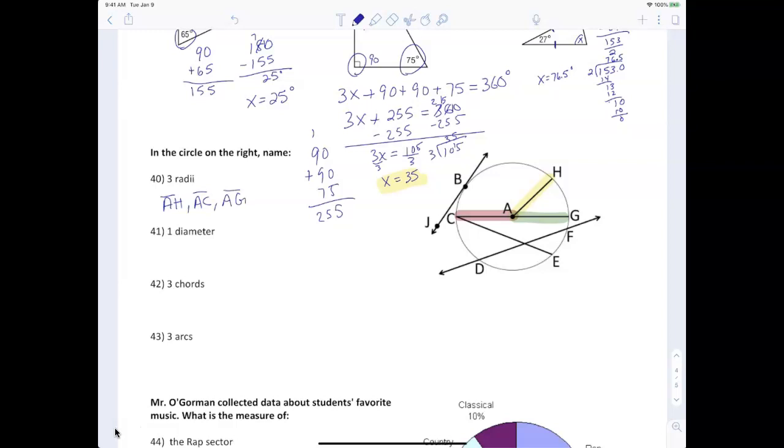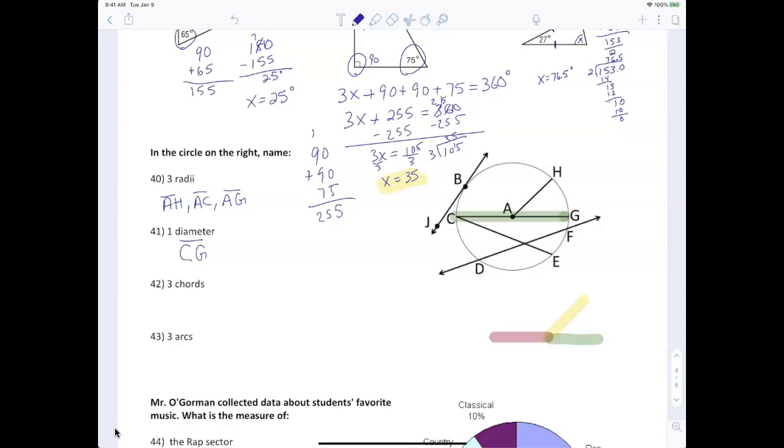Alright? Now, a diameter, remember, Maddie, was all the way around the circle. CG. That's the diameter. Okay?